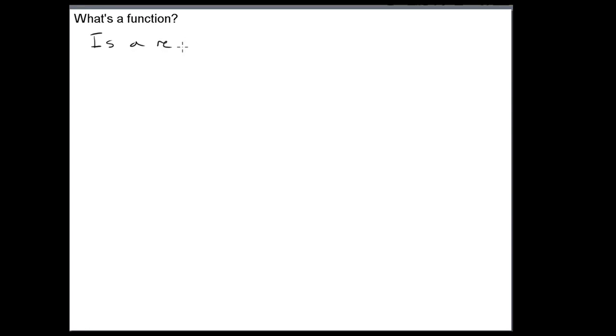Hey everyone, we're going to start chapter 2 and we're going to pick up talking about what is a function. What's a function? What does it do? A function is simply a relationship. So a function is a relation. And what that means is it takes inputs and gives outputs.